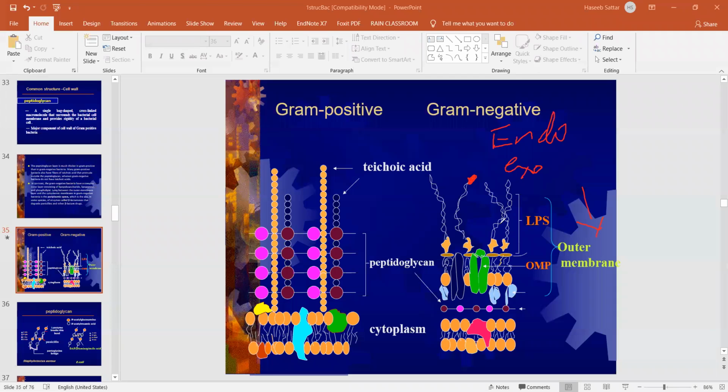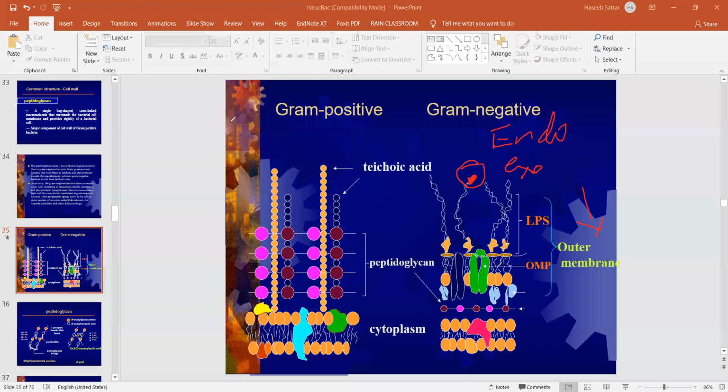So when bacteria enter into the body, enter into the blood, an immune response is generated against this endotoxin. While some bacteria secrete the toxin, and that secreted toxin will be present in the blood.